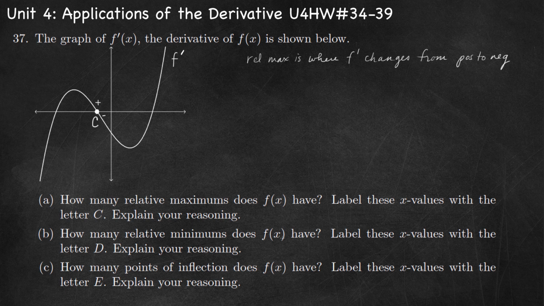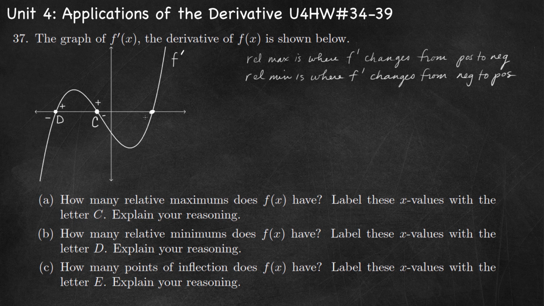How many relative minimums does f have? Label these with the letter D. So a relative min is where f changes from decreasing to increasing. So it's where f prime changes from negative to positive. Now, where does the graph of f prime change from negative to positive? So we're negative here and then positive here. This is going to be a relative min. So that's point D. And right here as well.